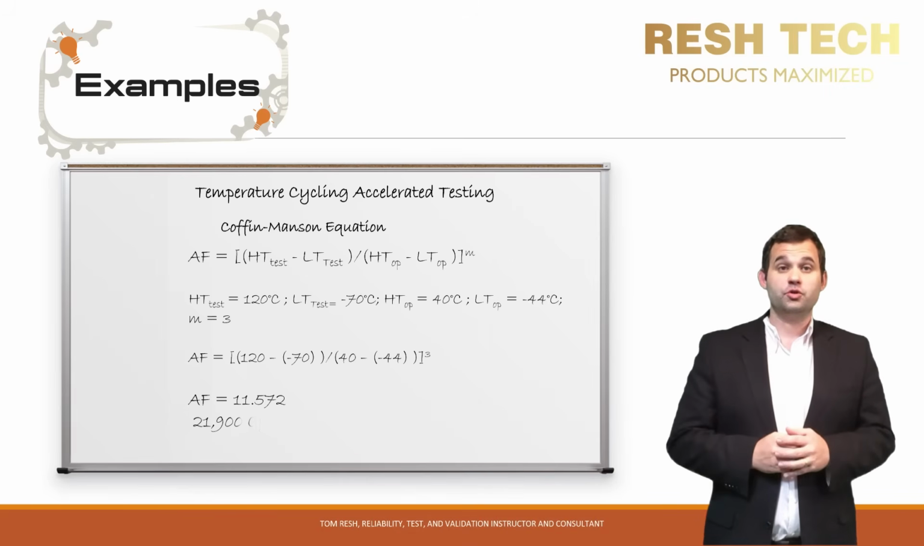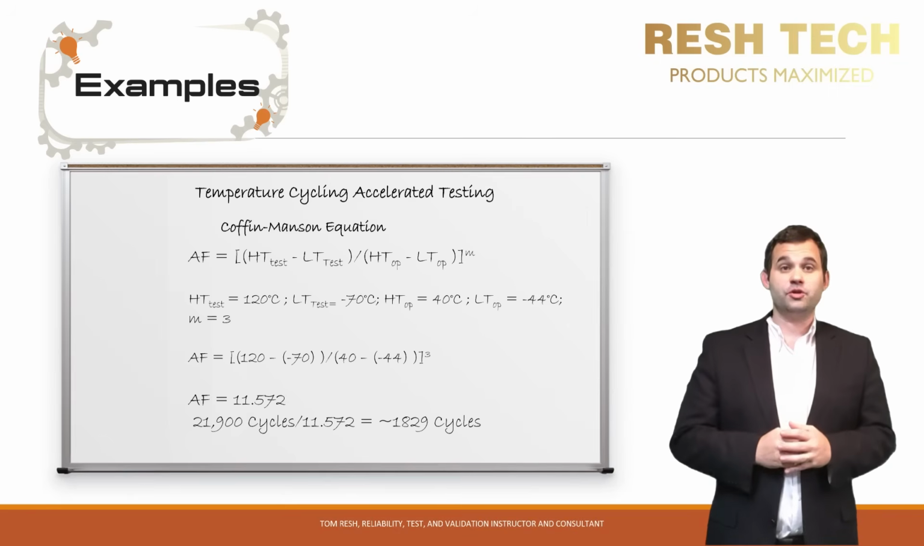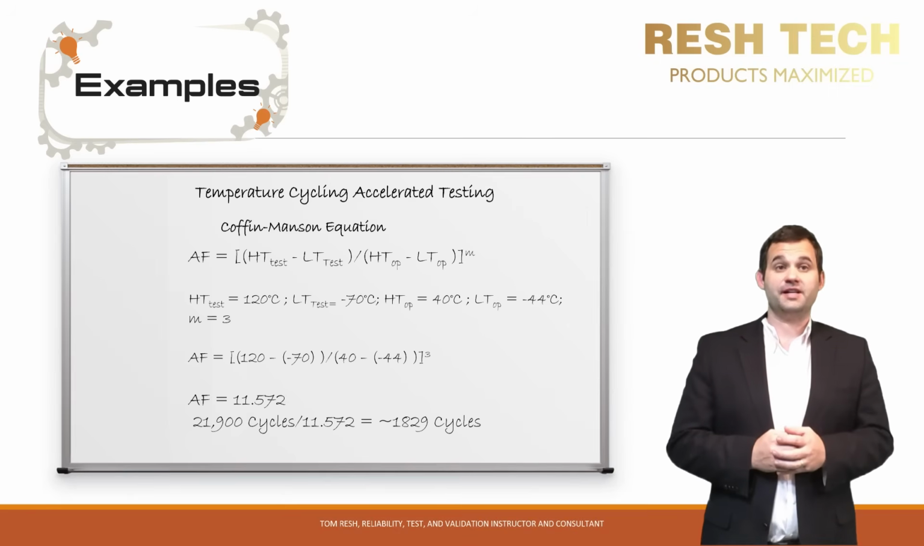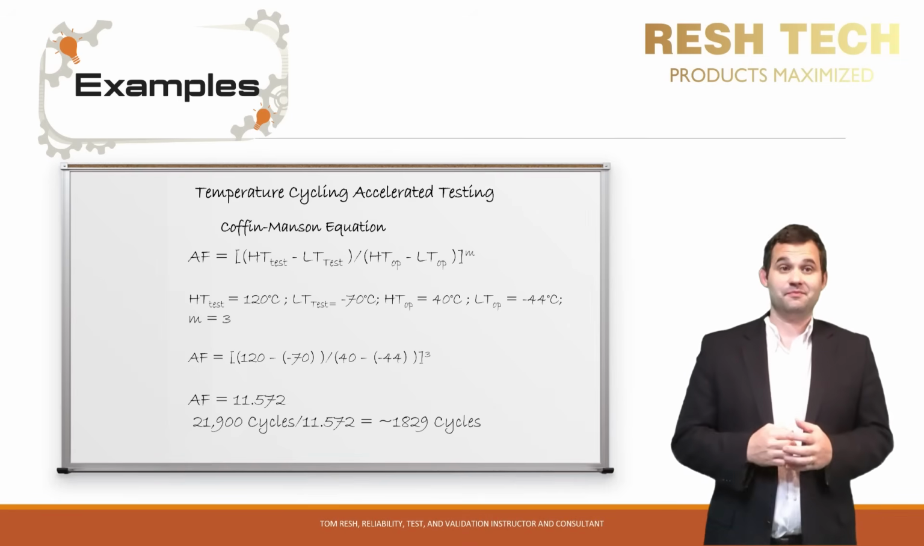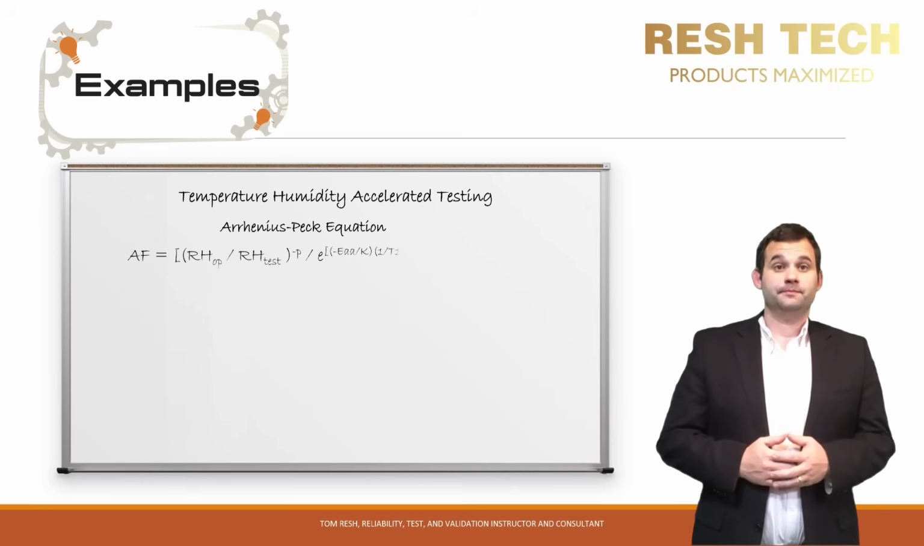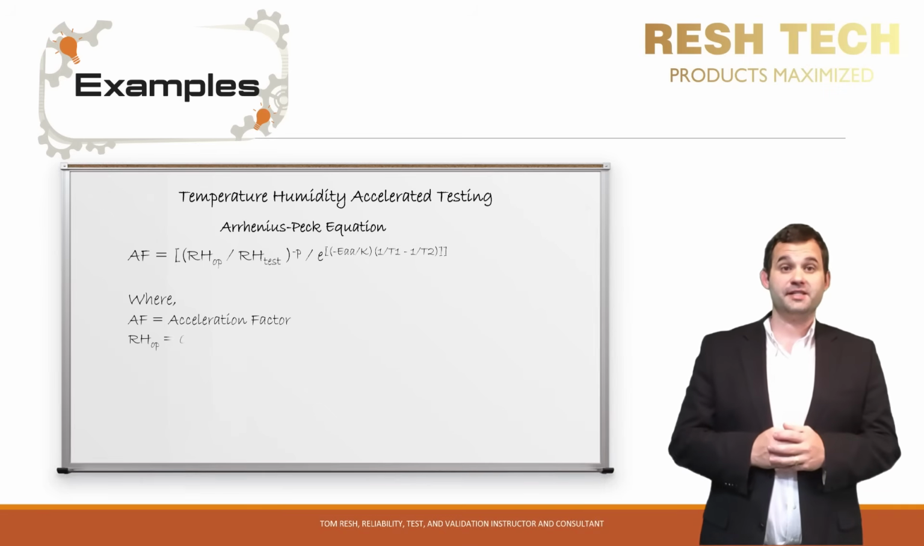Recall we determined 21,900 cycles for the life of our widget. Solving, we get 1,829 cycles. Quite a difference in cycles when applying an acceleration factor, am I right? Let's go ahead and cover another example. In this example, we will accelerate a temperature humidity test.